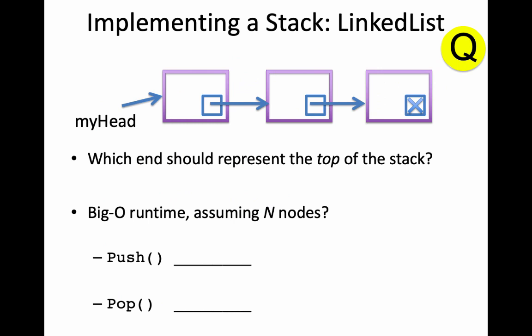Okay, so for representing a stack or a queue, we could use a linked list as the underlying data structure. And here I want you to think about, if you were implementing a stack using a linked list, what would represent the top of the stack? And then what would be the Big-O runtime, assuming you have n nodes, so tons and tons of nodes potentially, what would be the Big-O runtime of push, so adding something, or pop, removing something?